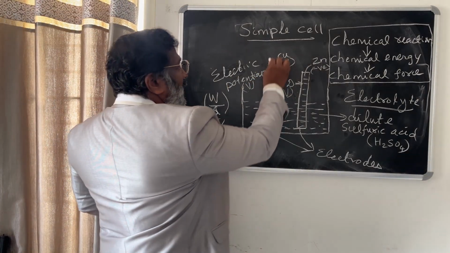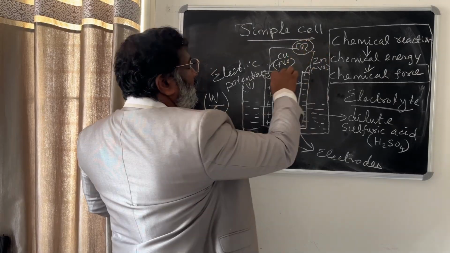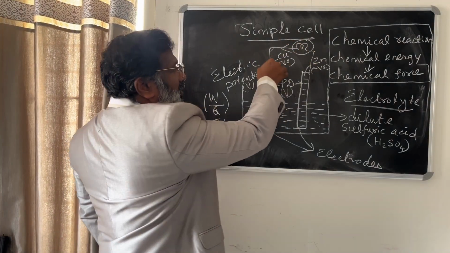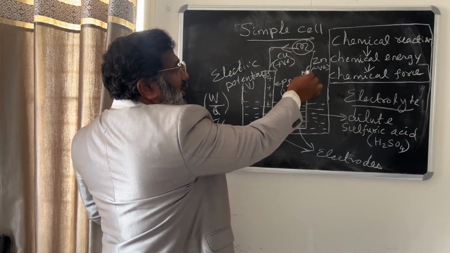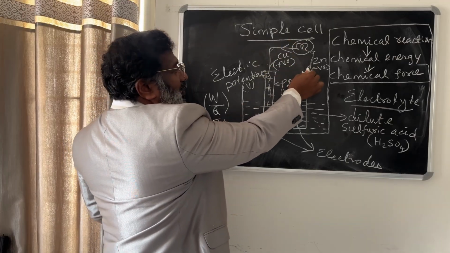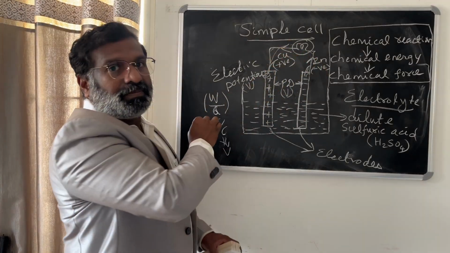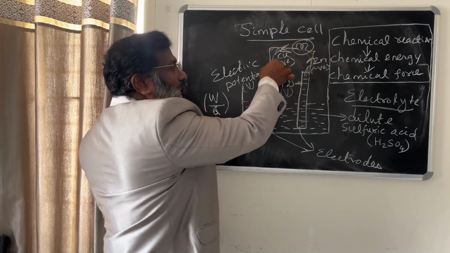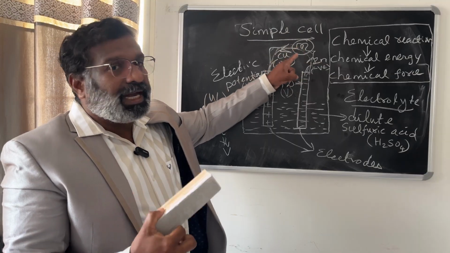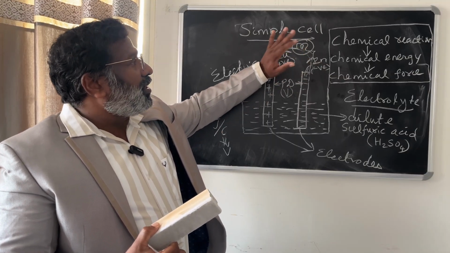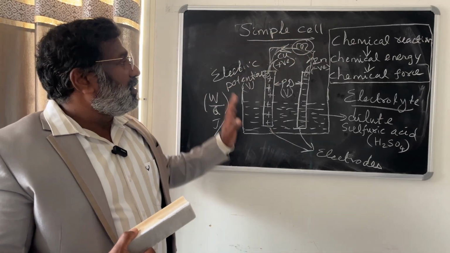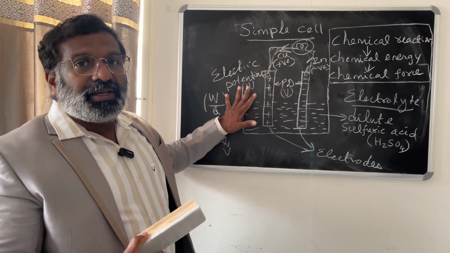If you connect an electric bulb between these two electrodes, there will be a flow of electrons from zinc towards copper. Here there are more electrons, and the positive plate will attract electrons. So electrons will flow from the zinc plate to the copper plate. This directed flow of electrons from zinc to copper is called electric current. When electric current flows through this lamp, part of the energy is converted to light energy, so the lamp glows. This is what happens in a simple cell.